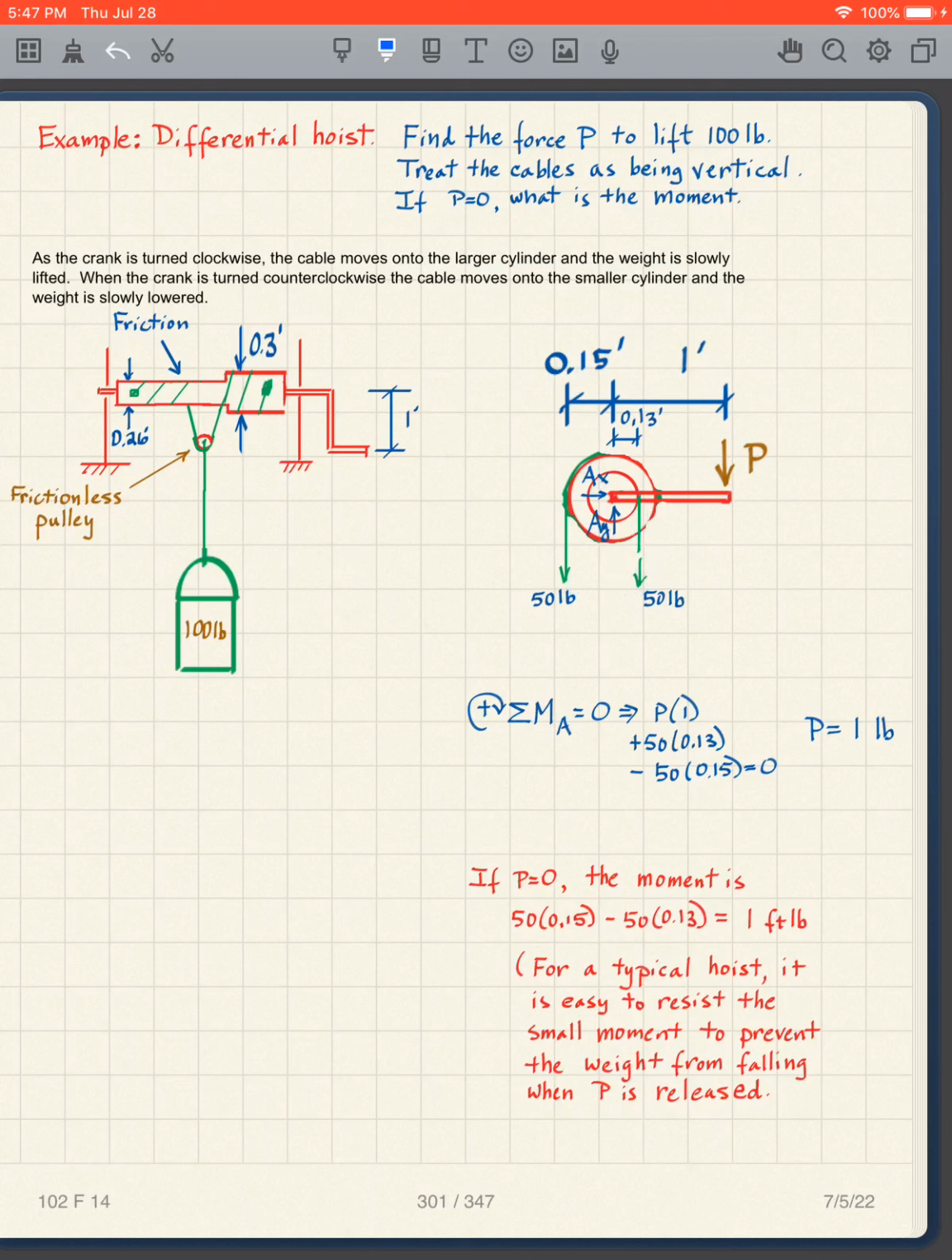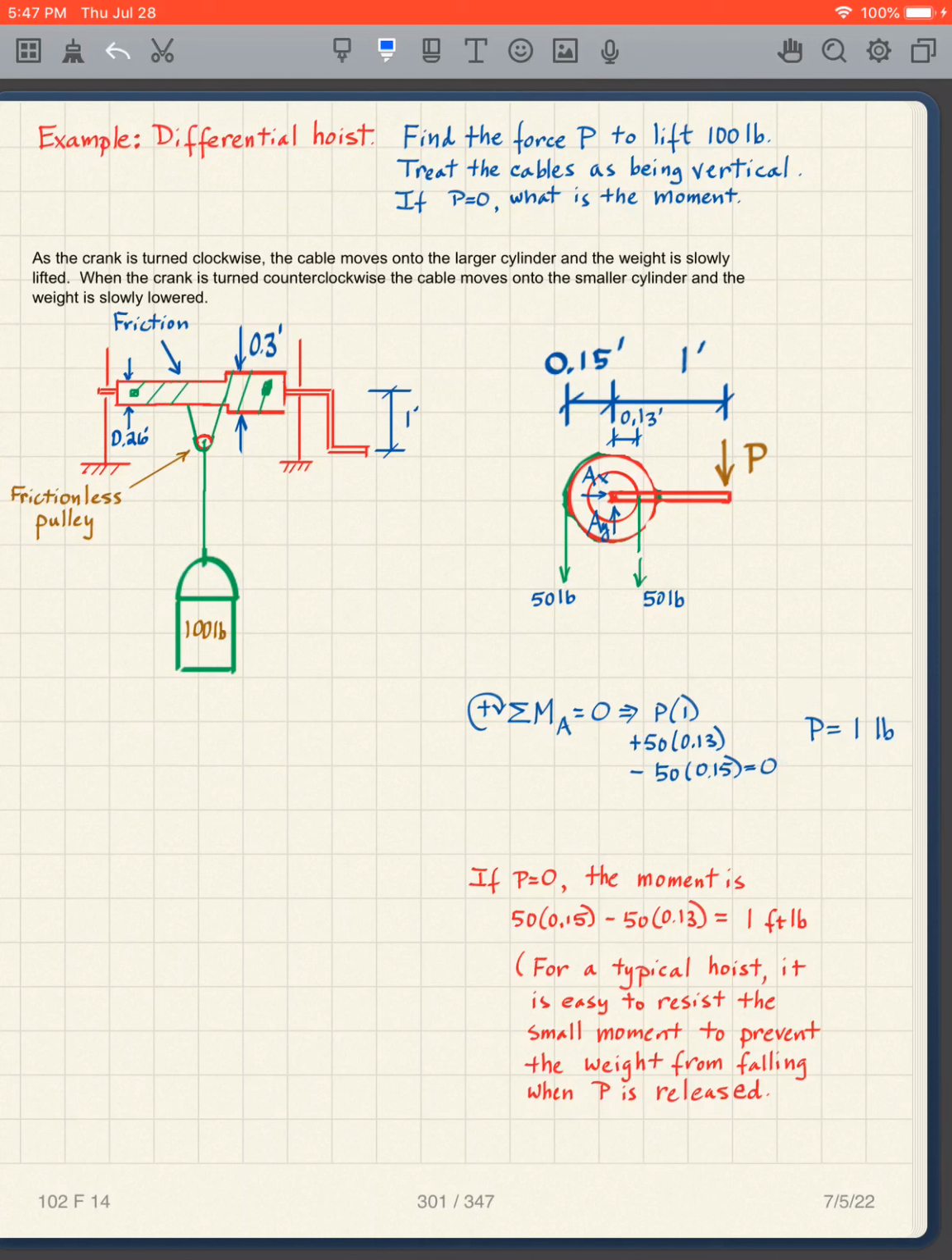And if I look at it, half of the 0.26 is 0.13, half of the 0.3 is 0.15. And so if I take moments about point A again, then what do I see? I have the 1 foot for the size of the crank. I have the P times 1, and then I have the 50 times the 0.13, and then minus 50 times 0.15, and I solve for P, it's 1 pound. So I can actually lift this 100 pounds now with just 1 pound.